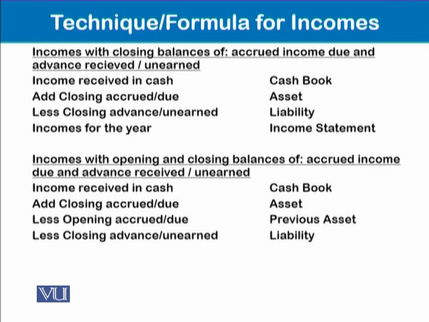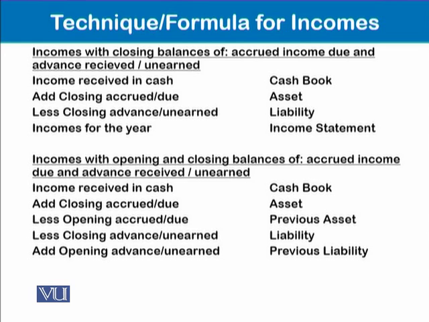If we have received in advance on the closing date, we get to know that there is some income we received during the year that does not belong to the current year, rather it belongs to the next year. That will become our liability and will be subtracted from this. And if there was some advance income received in the previous year, that would be known as opening advance or unearned, that was a liability in the previous year, and will be added. So we will get the income figure for the year, which will be taken to the income statement.